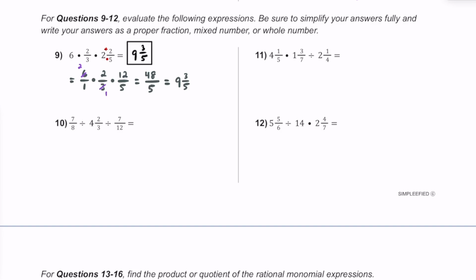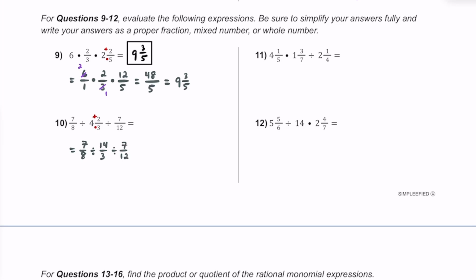For number 10, let's go ahead and see we have a couple division problems to deal with here. So let's go ahead and rewrite this, right? So we have this 7/8 here. Let's go ahead and keep that the same. Let's see, we got to divide by this 4 2/3, so we got to turn that into an improper fraction. So 4 times 3 is 12 plus the 2, that's going to be 14, so 14 over 3. And then we have to divide this by this proper fraction of 7/12.